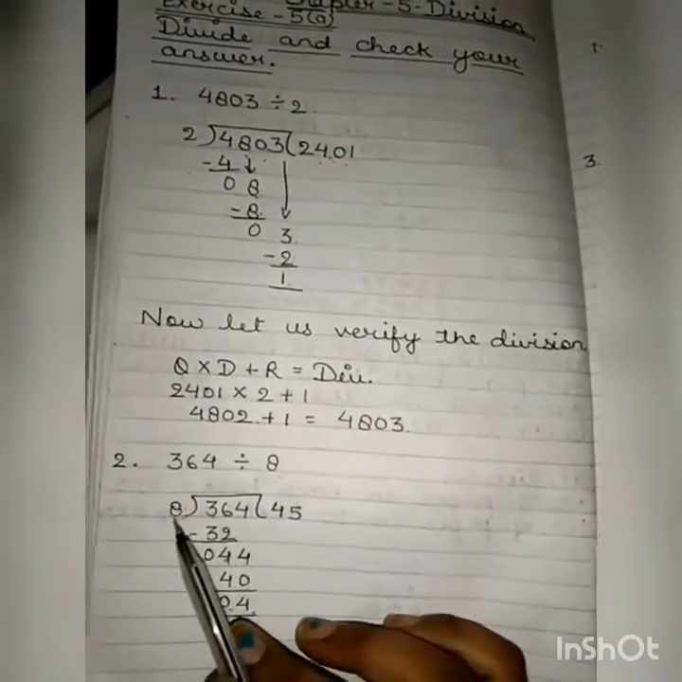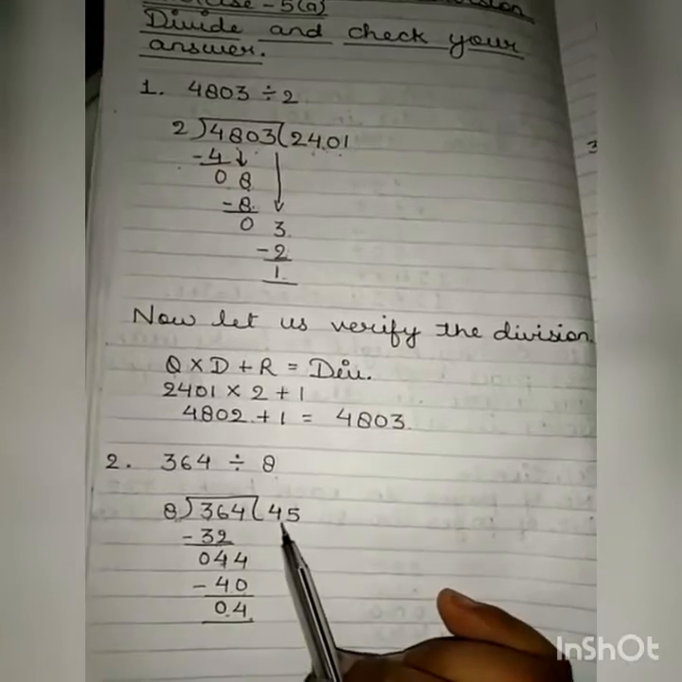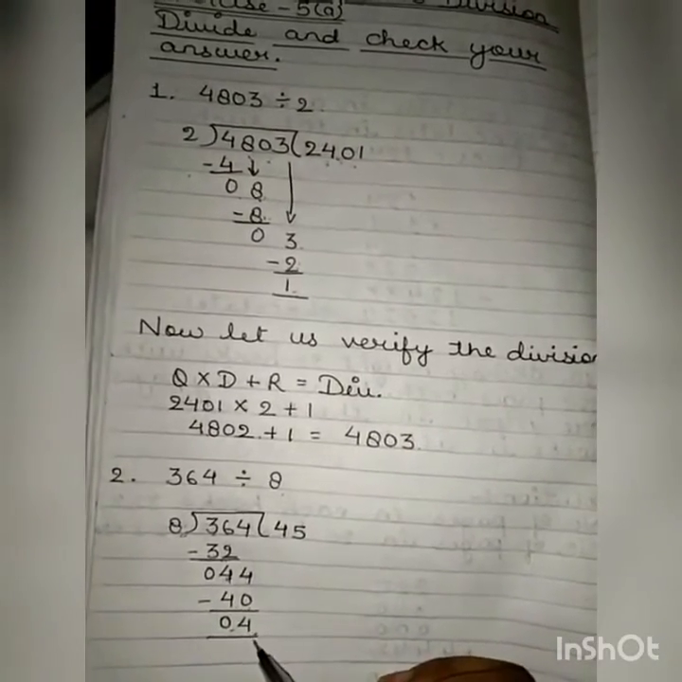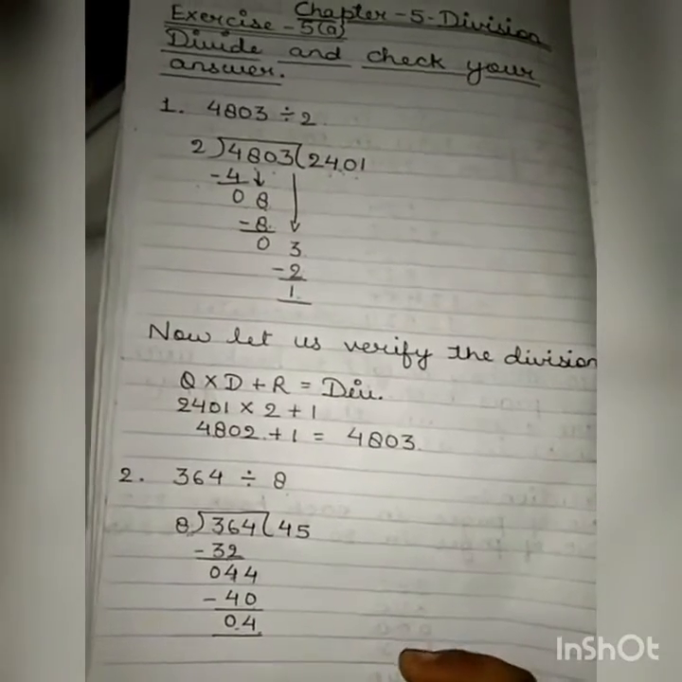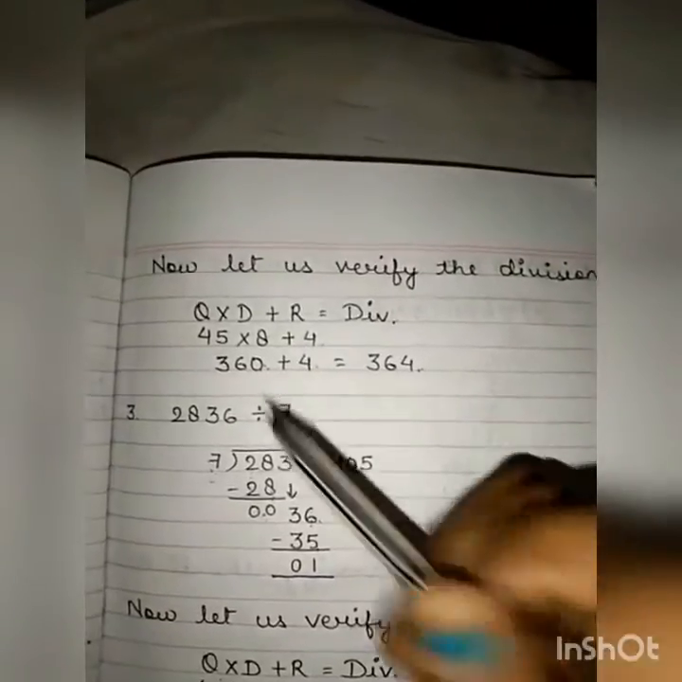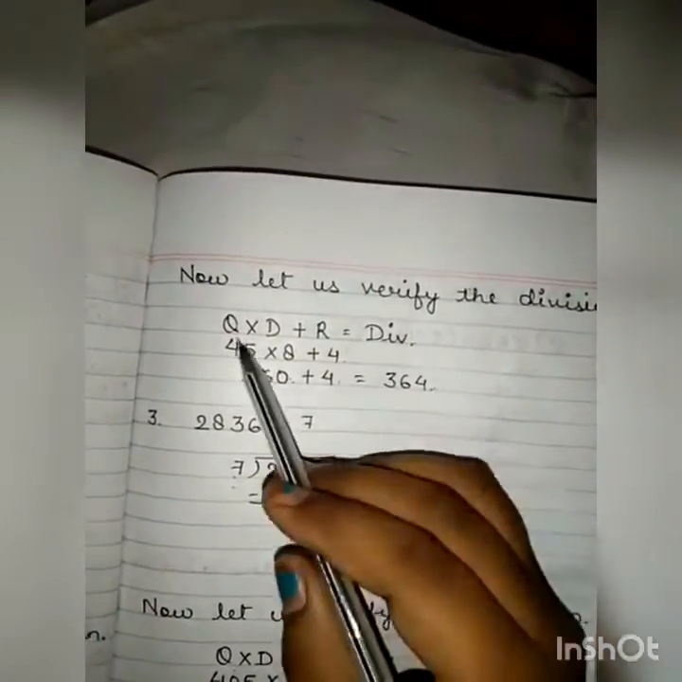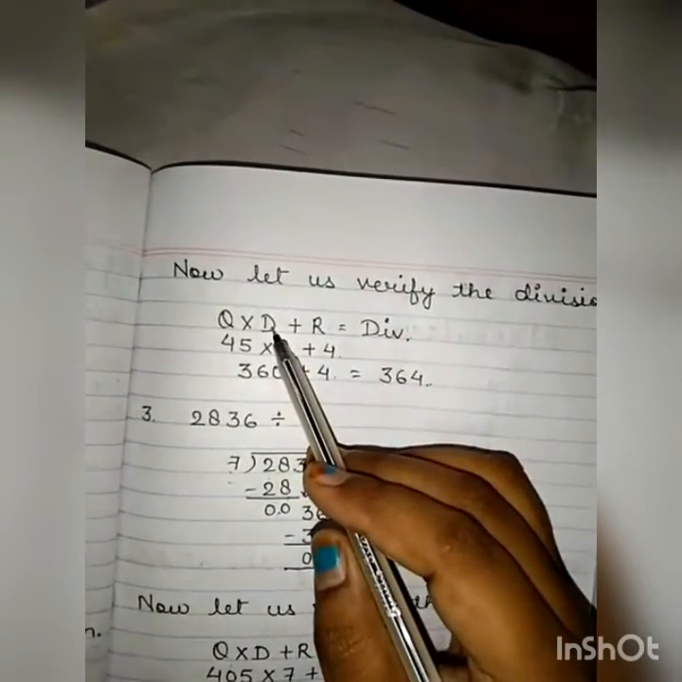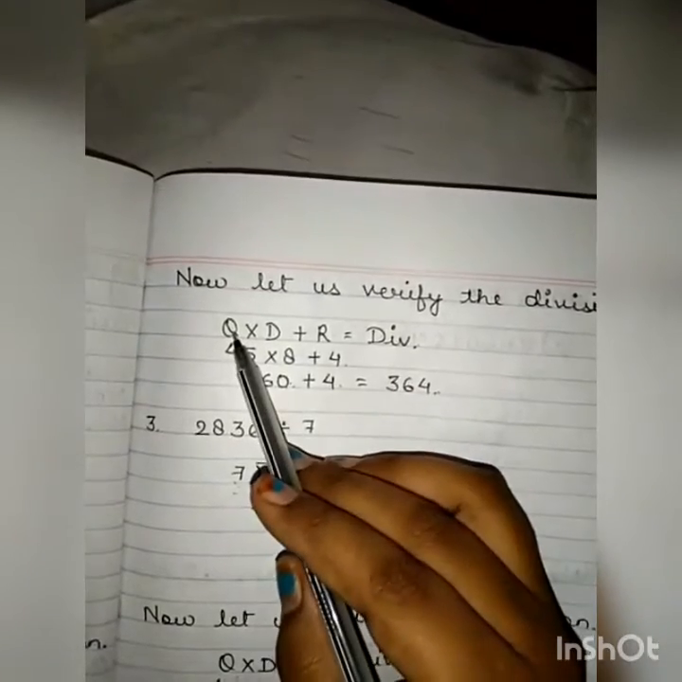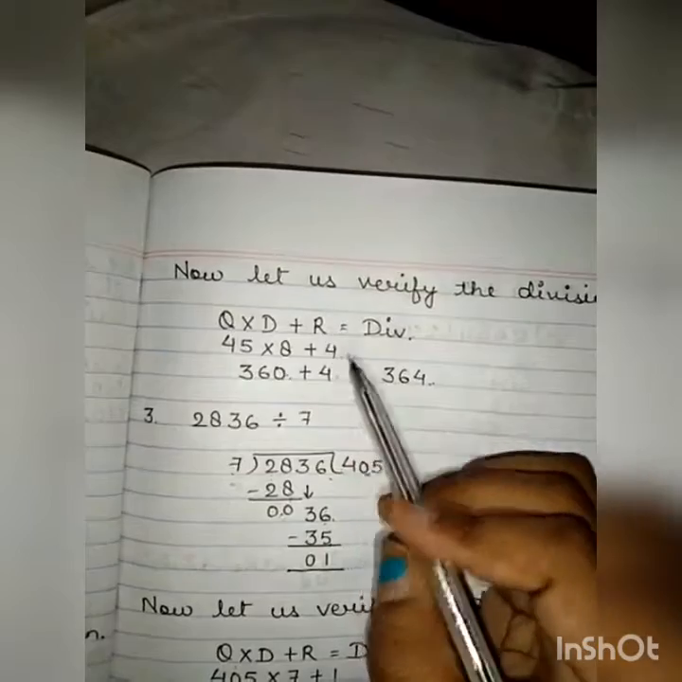So here in this question, 8 is the divisor, 364 is the dividend, 45 is the quotient, and the number 4 which is left over after division is the remainder. Now let us verify the division. So Q multiplied by D plus R is equal to dividend. Q is for quotient, D is for divisor and R is for remainder. So quotient is 45, divisor is 8 and the remainder is 4.